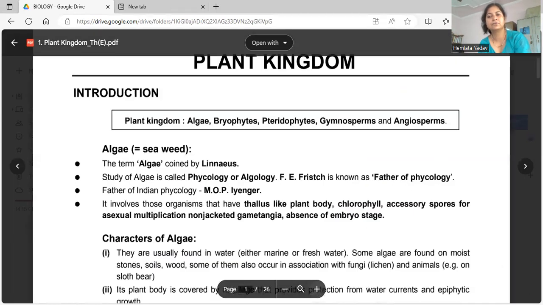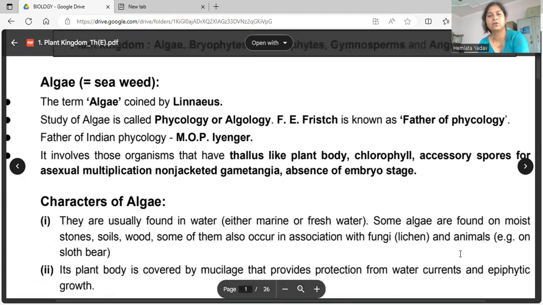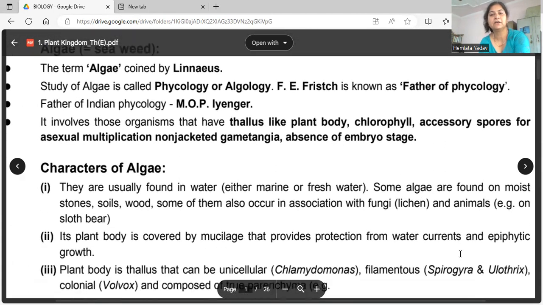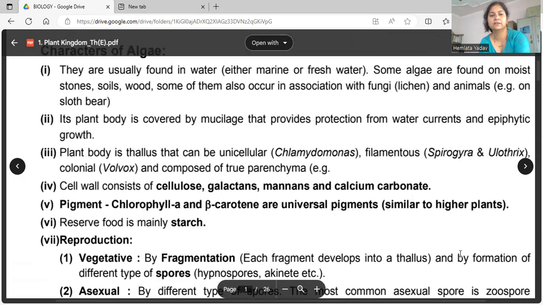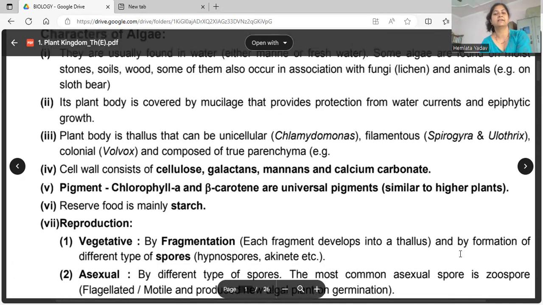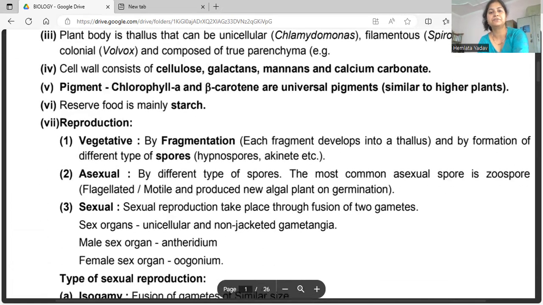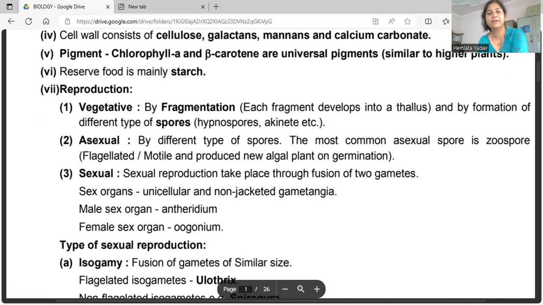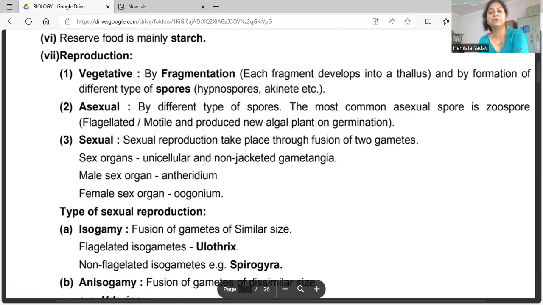We will understand the notes also. So we have started with this, that the father of algology is F.E. Fritsch and the father of Indian phycology is M.O.P. Iyengar. And characteristics we were learning. Cell wall consists of cellulose, galactans, mannans, calcium carbonates, and the pigments are chlorophyll A, beta carotene, universal pigment similar to the higher algae. Reserve food is starch in the green algae. Reproduction is by vegetative, by fragmentation. Each fragment develops into thallus.